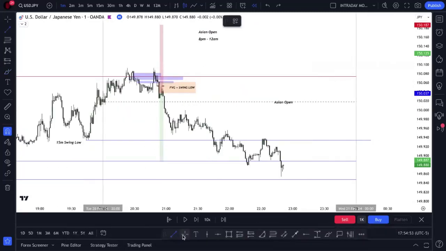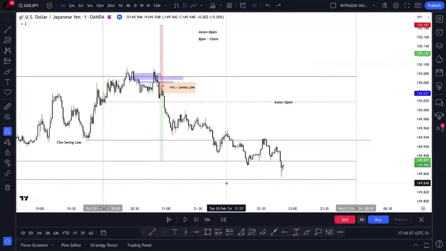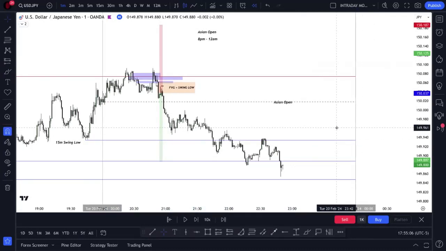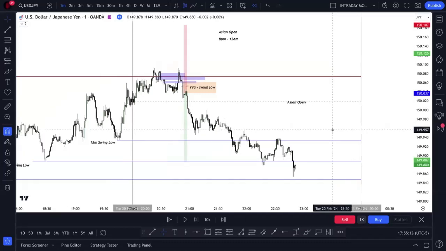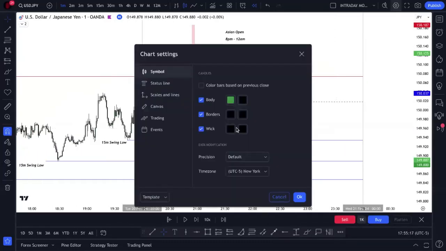Now, there's something that we know called algorithmic levels. So our 0 levels, our 20 levels, 50 levels, and 80 levels. It's something that ICT taught in a lot of his free tutorials on YouTube. And these levels tend to be the most sensitive or will give general respect or precedence to price. So let's take a look at some of these levels.